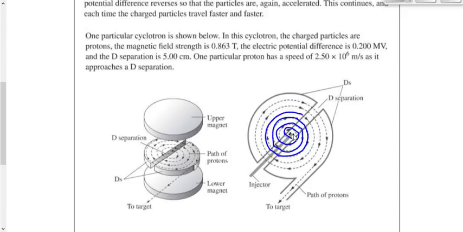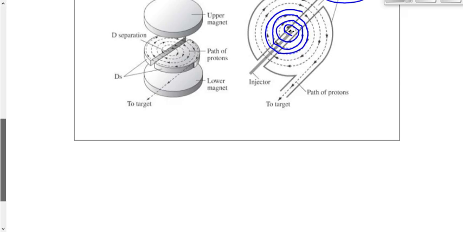Make sense? So during this d separation, we've got charged particles accelerating. And in the d's themselves, we get charged particles going in circles in magnetic fields. Okay, that's the situation. You can see that we have a little bit of data given to us right above the diagram.